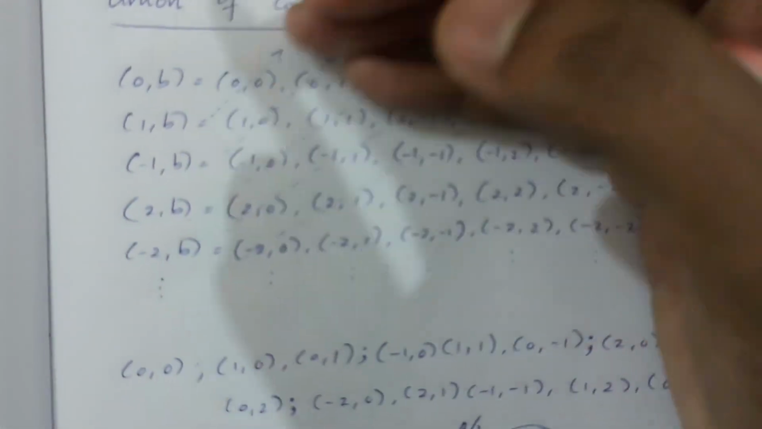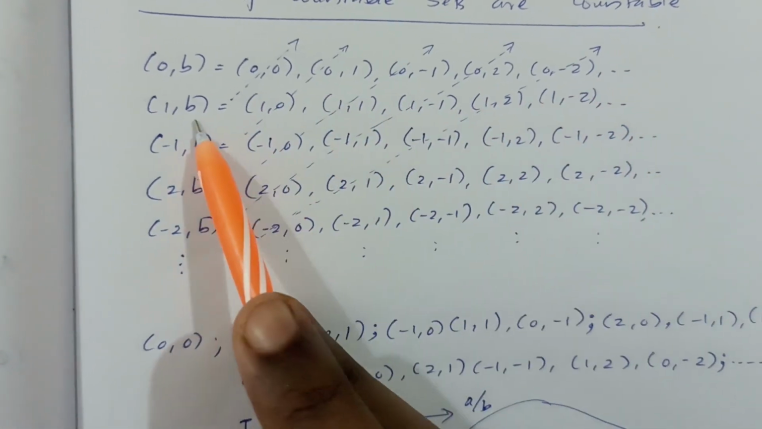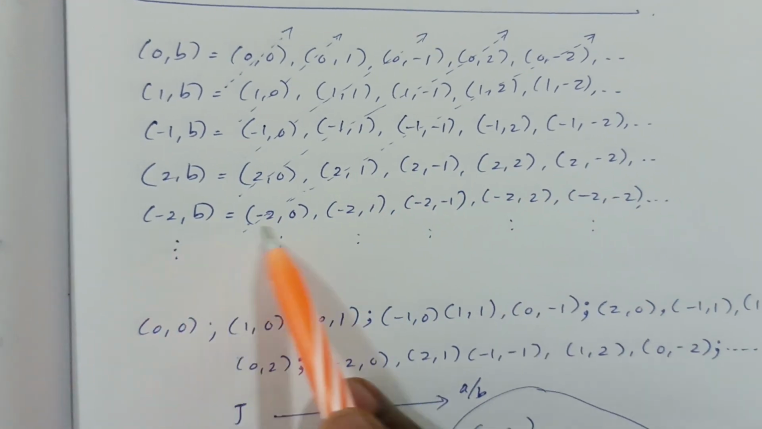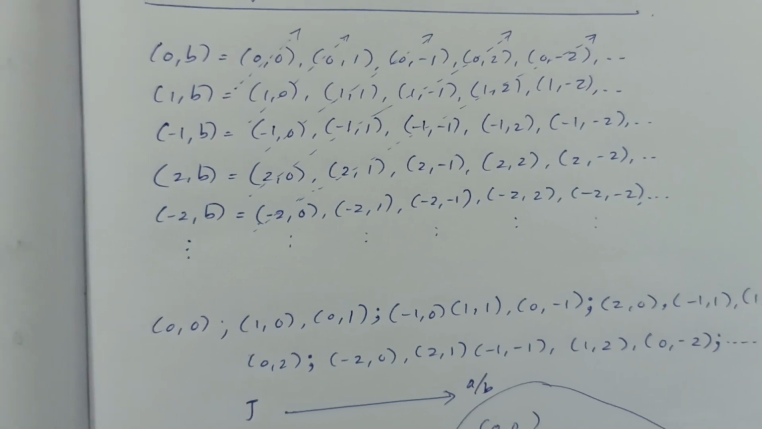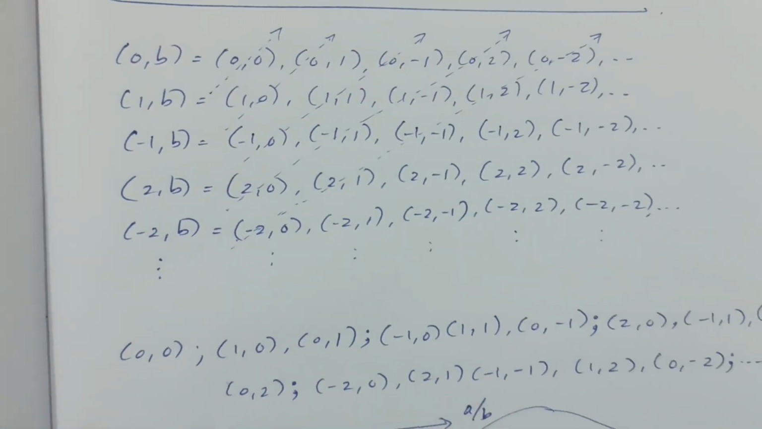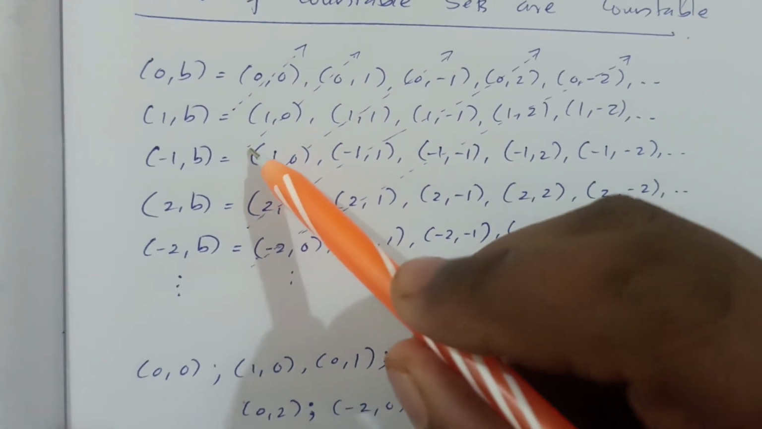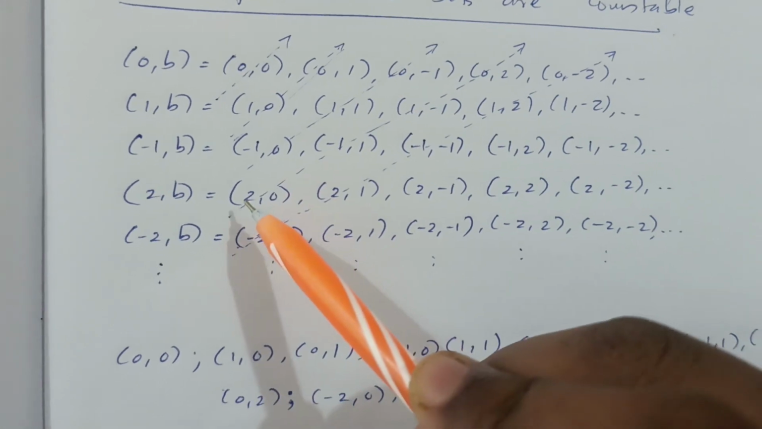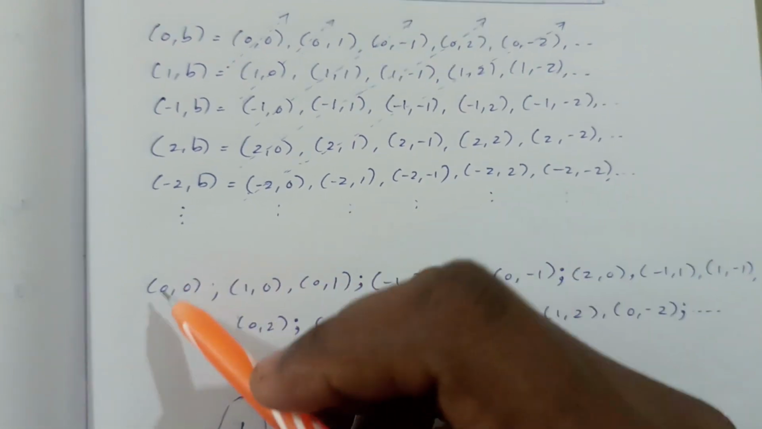Now I am writing the elements in an ordered way. First I am writing 0 comma b, which has elements like this, 1 comma b has elements like this, minus 1 comma b elements like this, 2 comma b, minus 2 comma b, then 3 comma b, minus 3 comma b, and so on up to infinity, right? I am taking a sequence in the way of arrows. The first arrow contains the first element of the sequence. The second arrow contains the second element of the sequence. The third arrow contains the third element of the sequence. In this way, I am constructing a sequence, right?